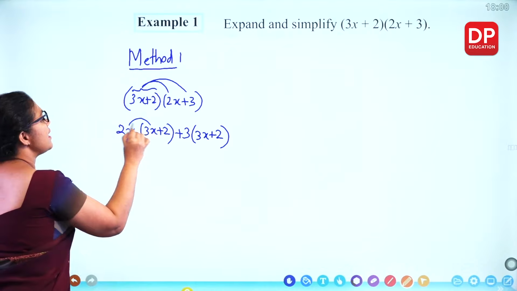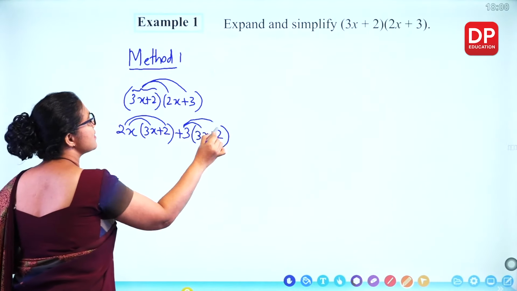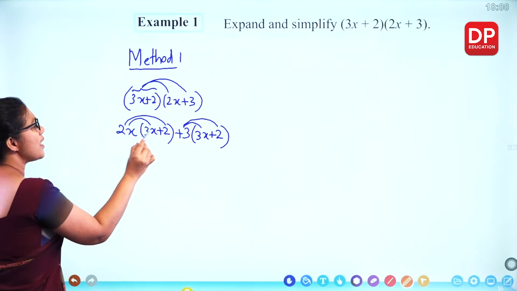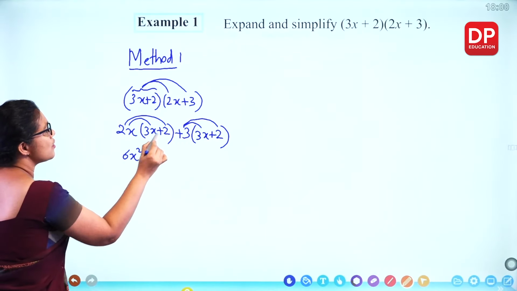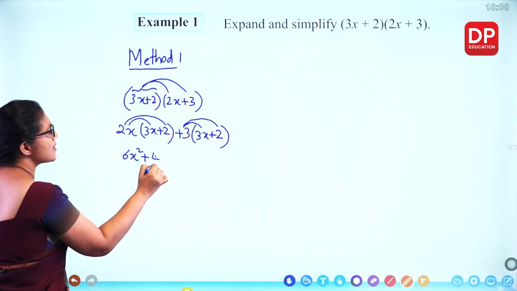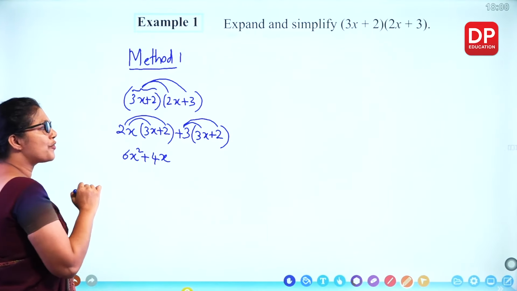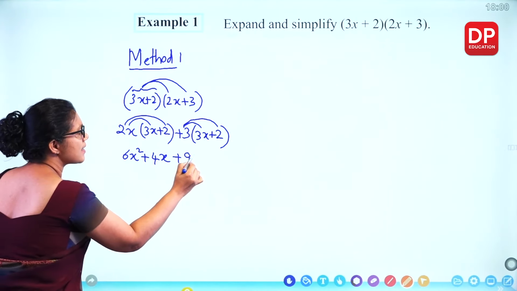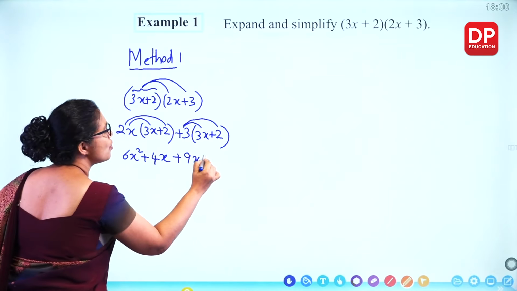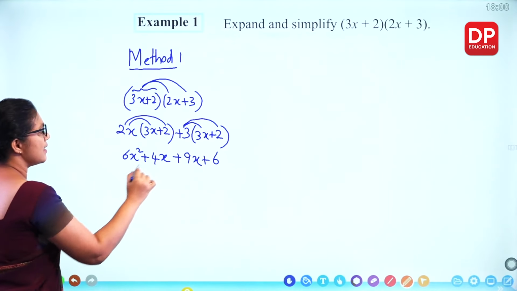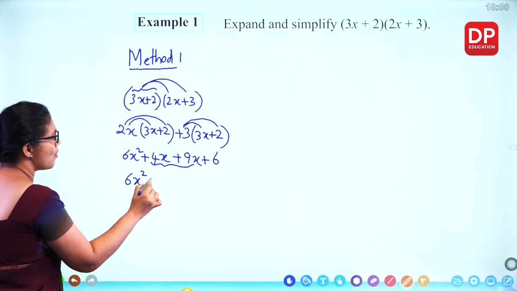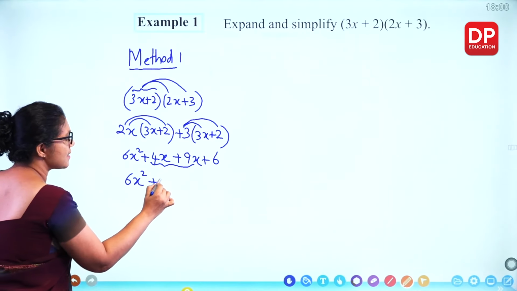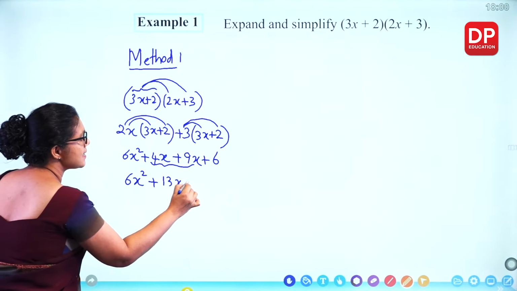Then you expand it and simplify. That's the method that you know. 2x into 3x becomes 6x squared. 2x into plus 2, you get 4x. 3x into 3x, you get 9x. 3 times 2, you get 6. These two are like terms. You can add them and write down 6x squared plus 13x plus 6.